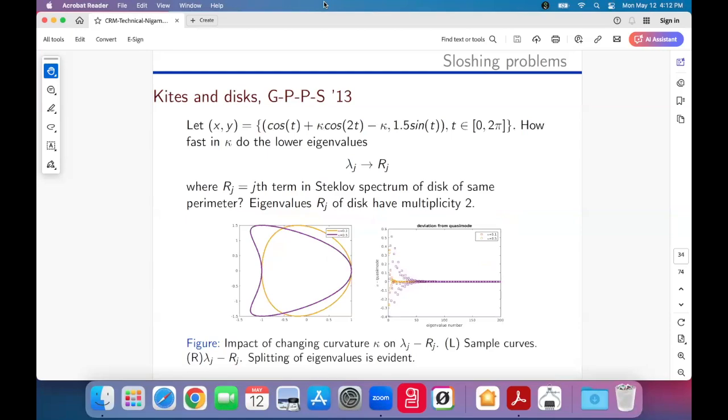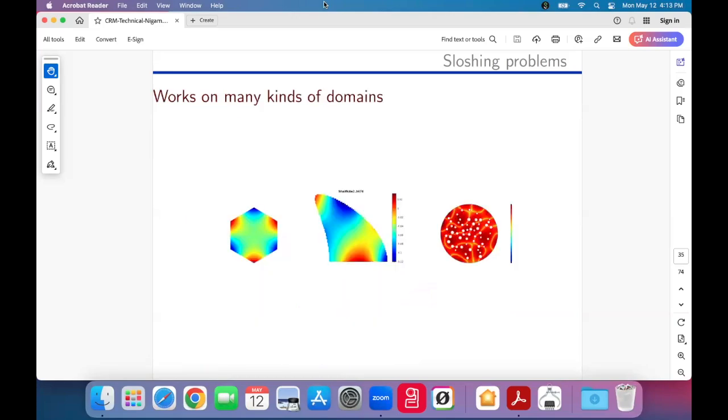If I drew a different kite that looked a little bit more kite-like, then the difference of its spectrum from that of the disk would also decay very sharply, but it would kick in a few terms later. So we've used these ideas to compute the Steklov spectrum on many kinds of domains, polygonal domains. For polygonal domains, you don't do what I told you to do. You do something different. I will explain that in a second. We can solve sloshing problems. We can solve the Steklov problem on multiply connected domains.